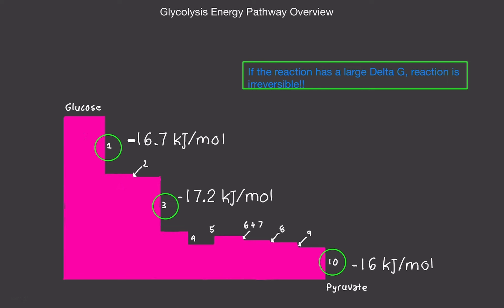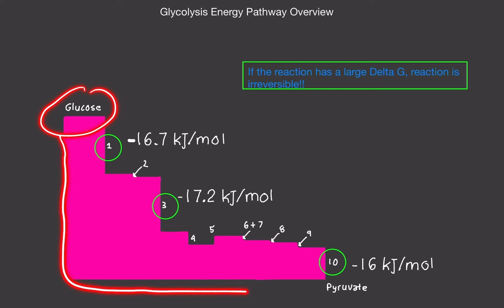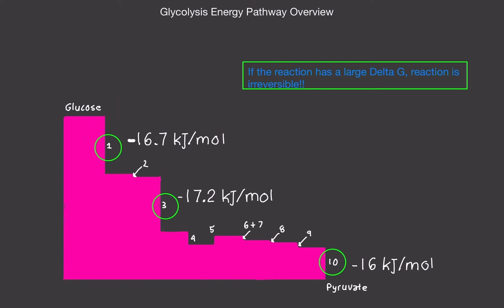Let's talk about the glycolysis energy pathway overview here. Glycolysis, which we're about to go over in a few videos, is made up of 10 steps. The overall goal for glycolysis is to turn glucose, which we're going to start with, into something called pyruvate. That's the end goal, from glucose to pyruvate. To do this, it takes 10 steps, and we're going to go over all 10 steps when we actually get into it. But here's what I want you to take away from this part right here.